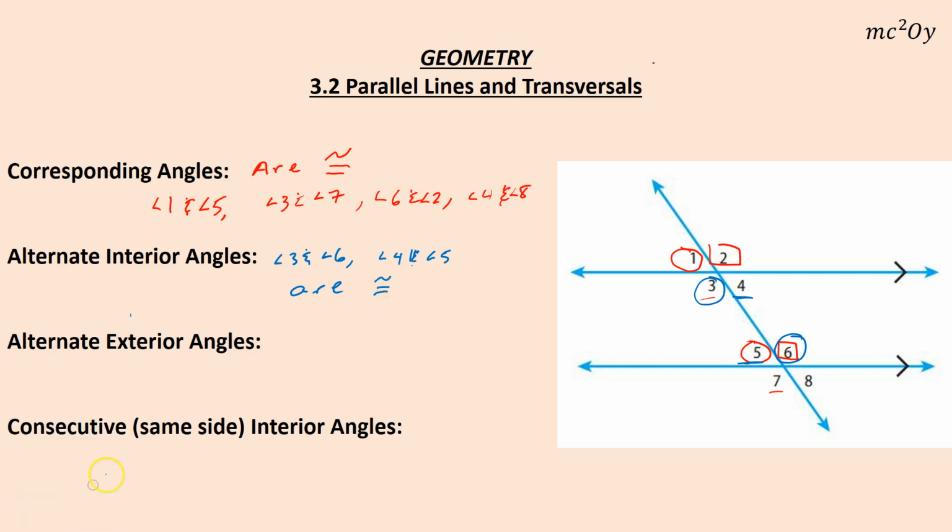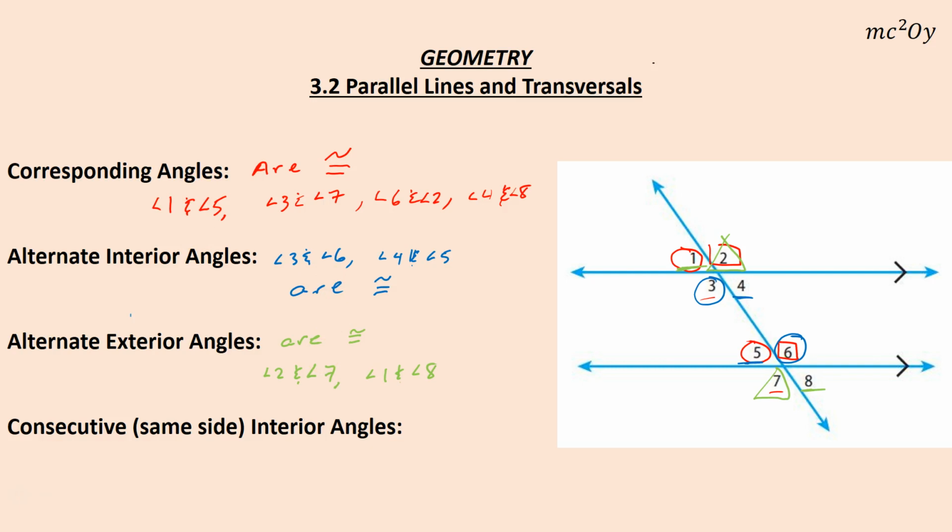And then we have alternate exterior angles, so alternating sides of the transversal on the outside of the parallel lines. For instance, 2 and 7, angle 1 and 8. And those are also congruent. So the special properties: corresponding angles, alternate interior angles, and alternate exterior angles all are congruent.